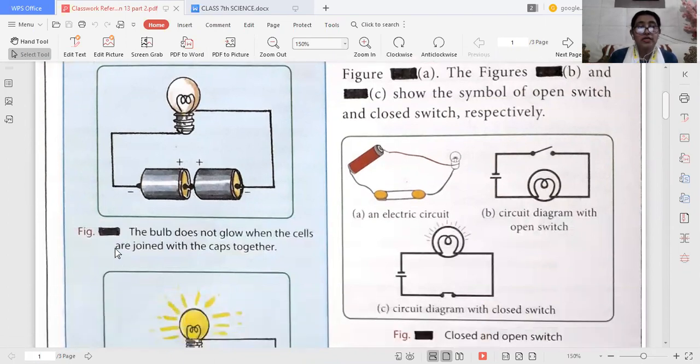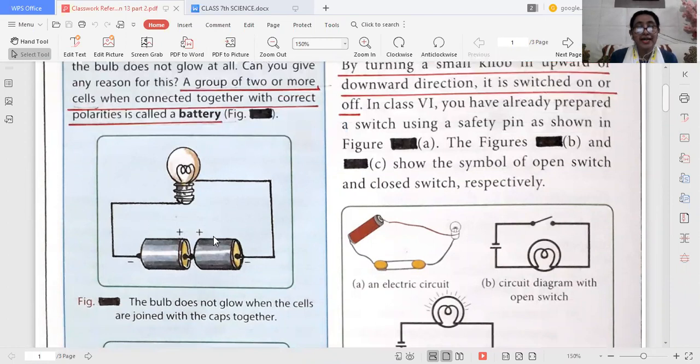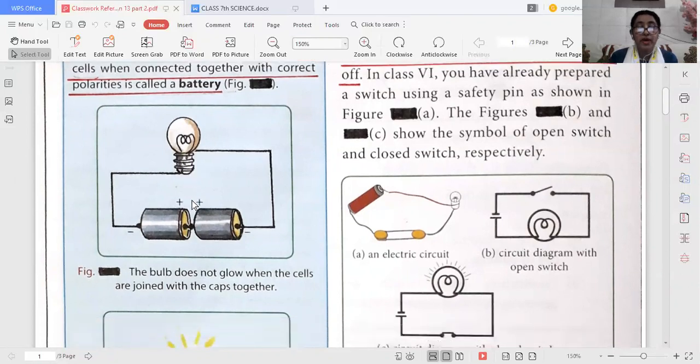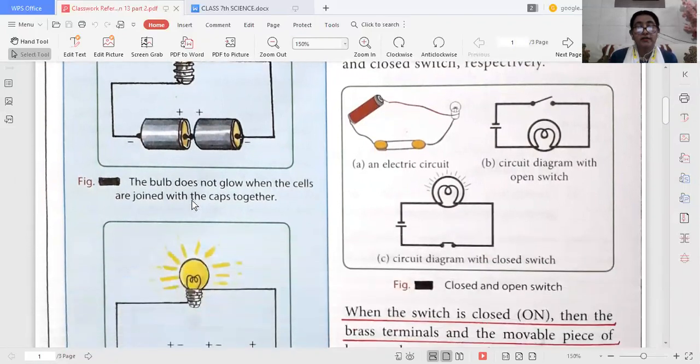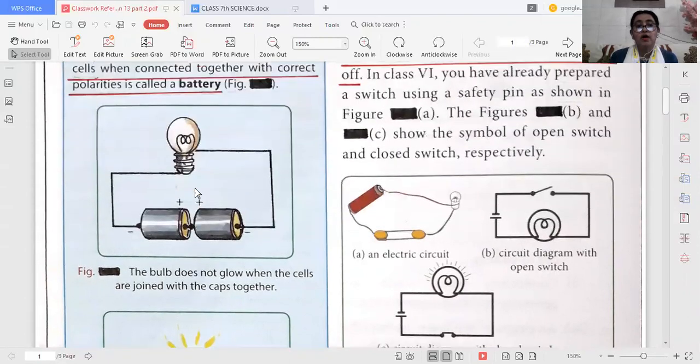If you can see here, if it is not connected correctly, like here both the positive terminals are connected, this bulb is not glowing because it is not connected in the correct way. But when it is joined in the correct way, as you can see here, the positive terminal is attached to the negative terminal. At that time, the bulb is glowing. Okay, so that is all about the battery.